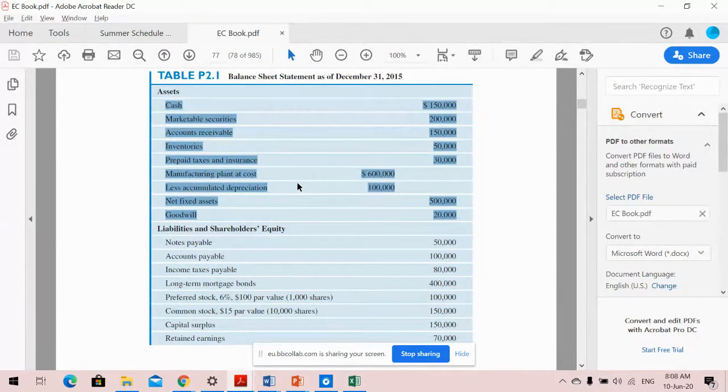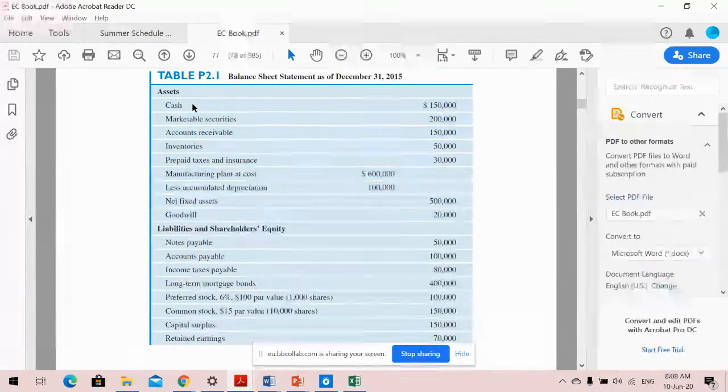The one I have highlighted is all about assets. But the question says, what are the total current assets? Current means assets whose life is less than a year, right? Now, what are those assets? We look at them and I'll explain those concepts again here one by one. First one is cash. Cash is a current asset. Remember, cash is always a current asset. Then there is a concept called marketable securities.